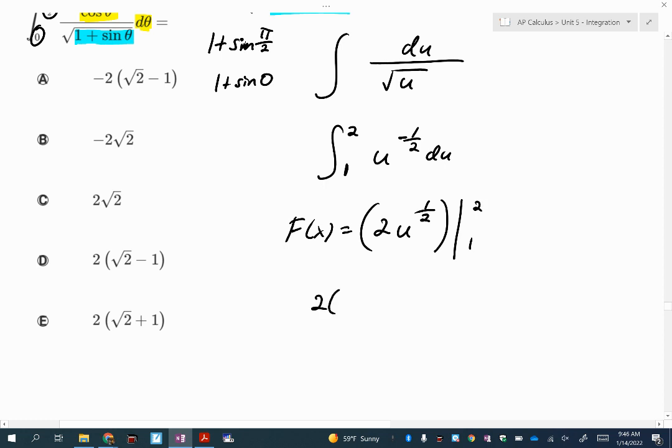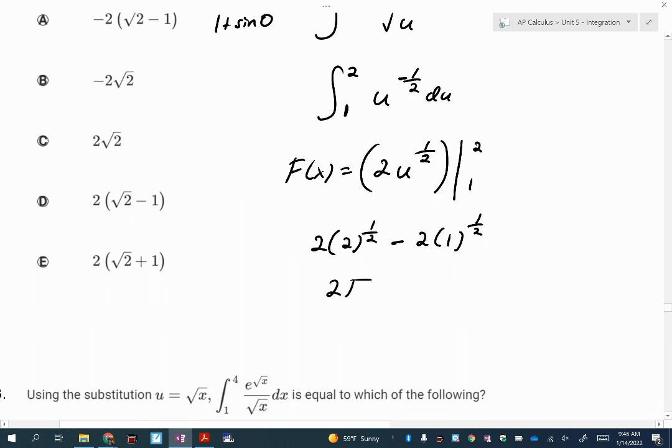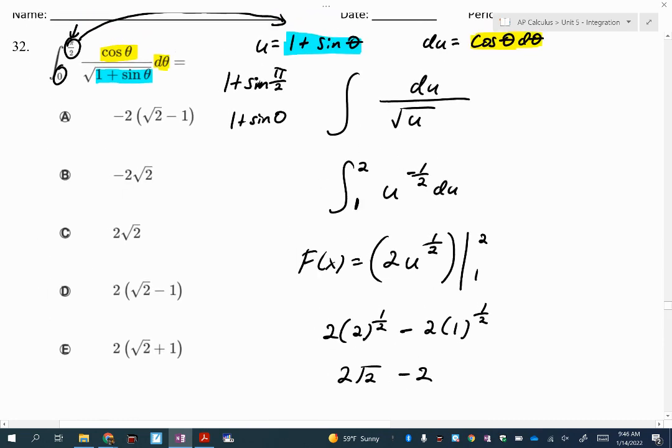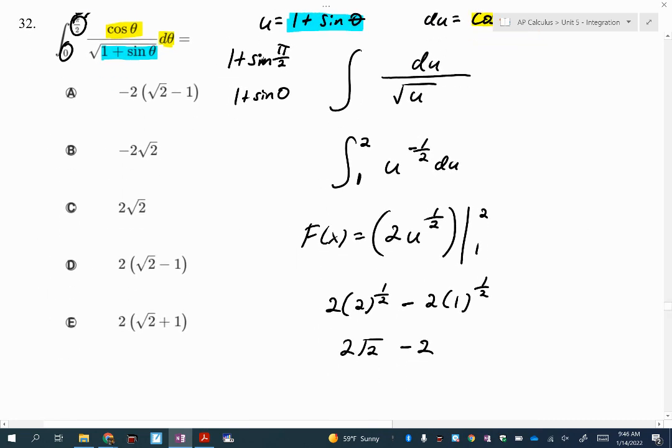So I'm going to do 2 times 2 to the 1/2 power minus 2 times 1 to the 1/2 power. So that's 2 times the square root of 2 minus 2. So this is my answer. You'll notice none of the answer choices look like this, but if you were to factor out a 2, that would leave you with the square root of 2 minus 1. So it's going to be letter D.